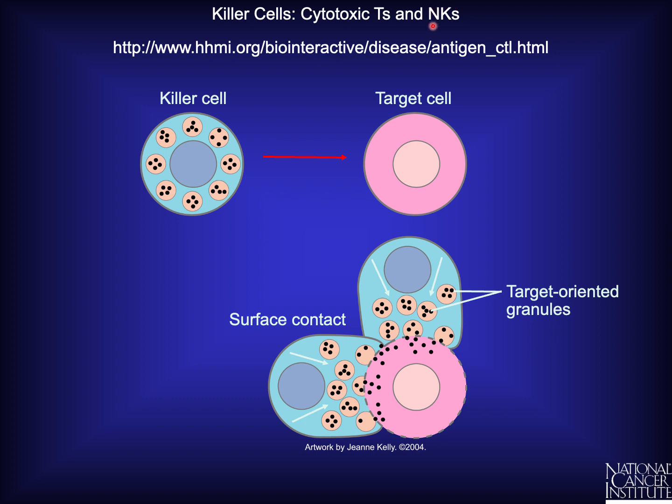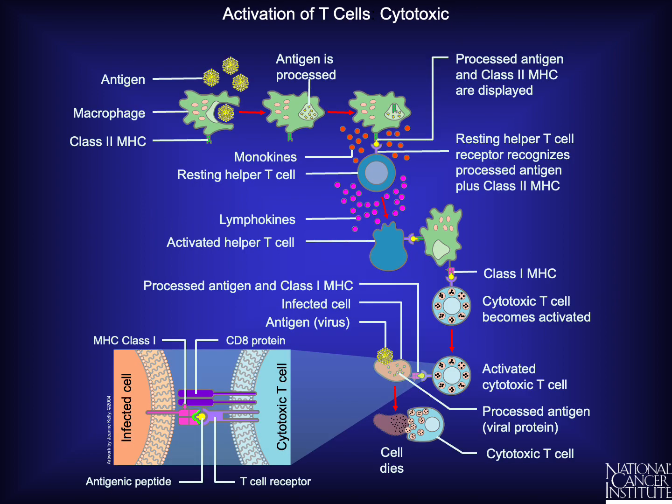Natural killer cells are part of our innate immune response, and they're looking at the MHC class I receptors on cells to identify self from non-self. Cytotoxic T cells, on the other hand, have to be activated by a helper T cell. Thus, they're part of that third line of defense and our adaptive immune response. Now, how are cytotoxic T cells activated? Let's go through these steps.